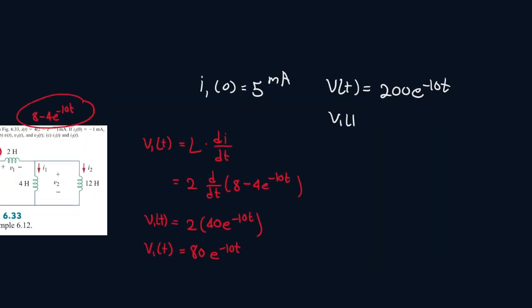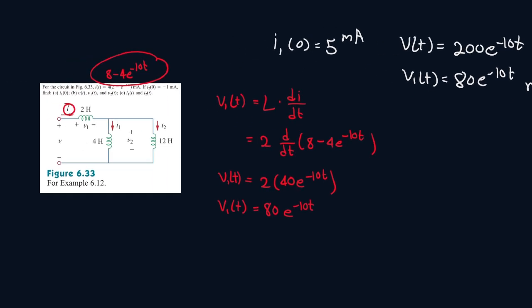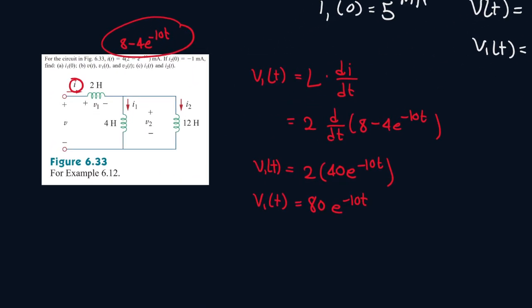So V1(t) is equal to 80e^(-10t). Oh, and these are both in milliamps, so be careful of that. Now, finding the equation for V2 is actually going to be the easiest. So we'll do a mesh here. This mesh will be the sum of all the voltages, okay? And they all have to equal 0.